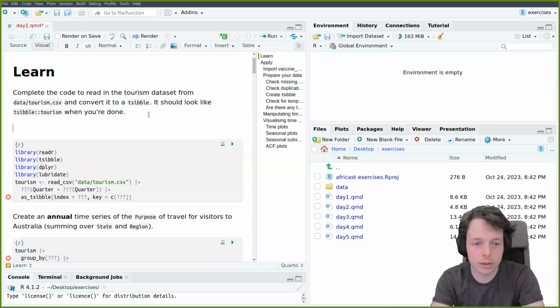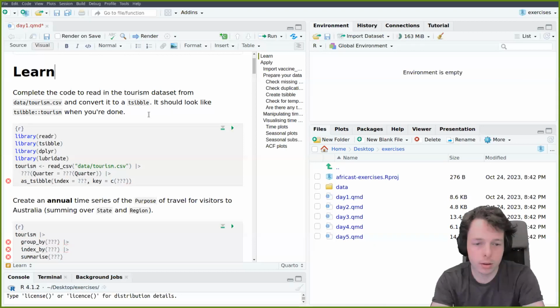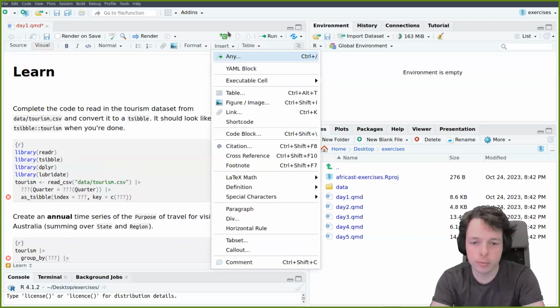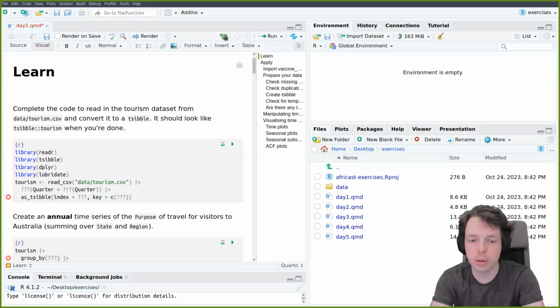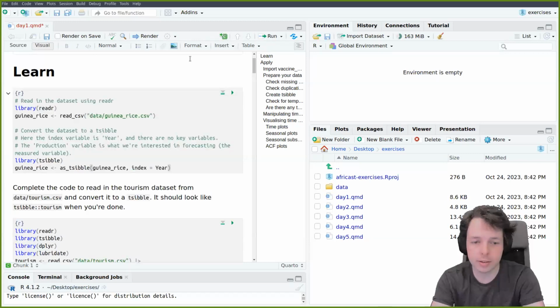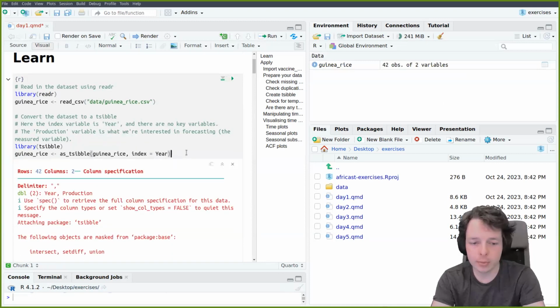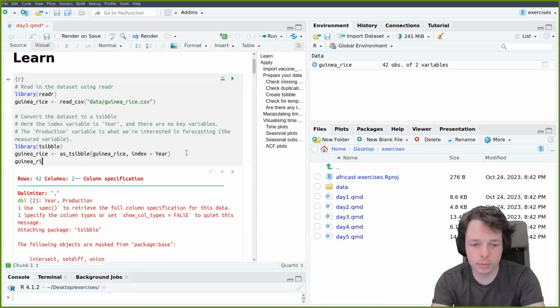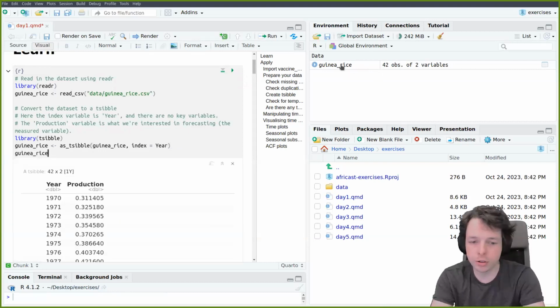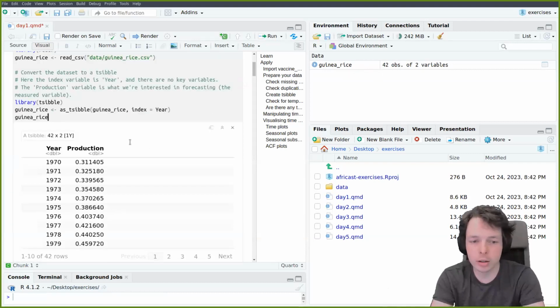I will add a new chunk here using this +C button and pasting my code. And you can try running this code for yourself. So you can see it's created the Guinea rice data, which is in my environment, and I can see the data.